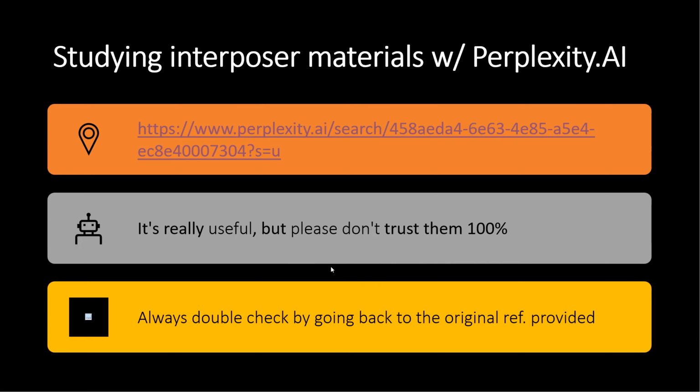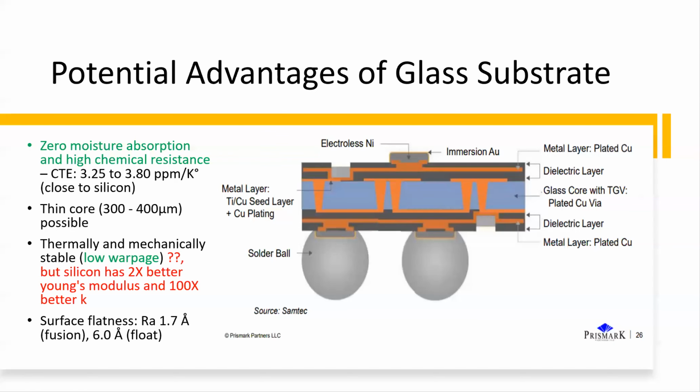Use them to help you search for something out there which you cannot find, or would have to spend all the time to find. You just ask them, and they will fetch it for you. And always double check by going back to the original reference provided. If you have any questions about the conclusion, about the bullet that you find, always go to that real paper and study it. Okay? So now I'll go back to glass substrate.